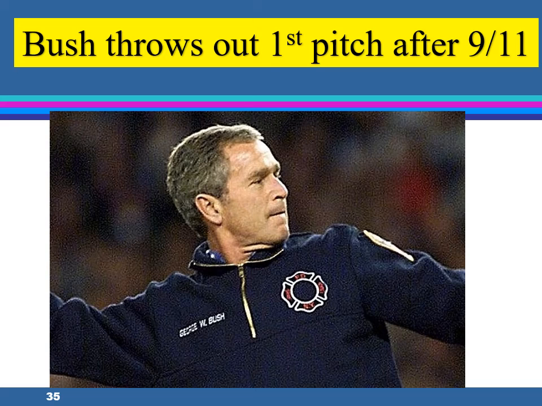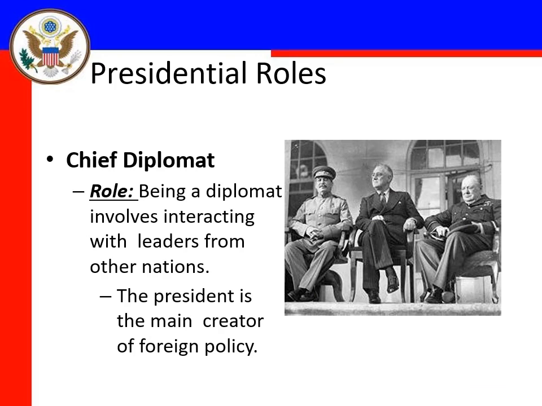He went out and delivered the first pitch at Yankee Stadium following the attacks in Manhattan. So this is a ceremonial symbol: at some point he is the face of the entire nation. This one person is supposed to represent the entire country. Role number 2, the chief diplomat. They have to be really involved with interacting with leaders from all different types of countries.